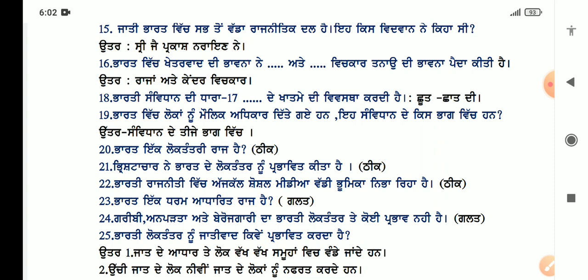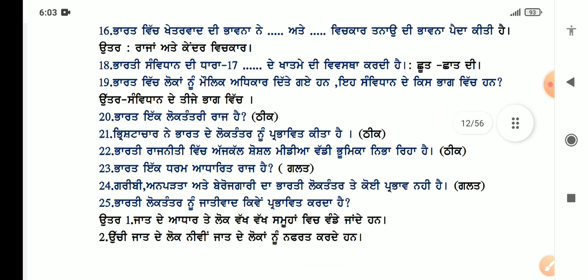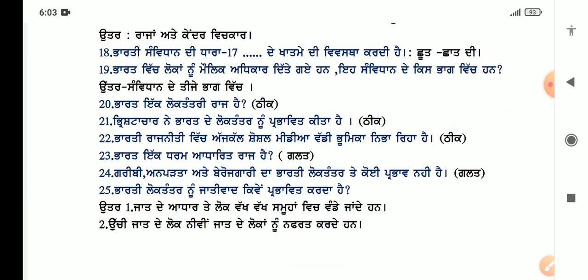Article 17 of the Indian Constitution has arranged to end untouchability. Next question is, fundamental right is in which part of the Constitution? It is in third part. Next question is, India is a democratic country. It is right.